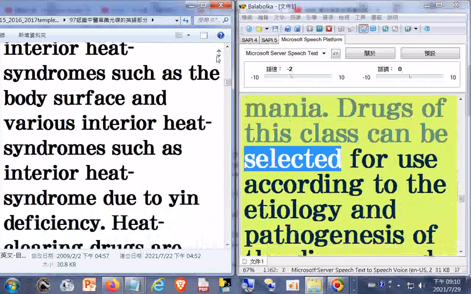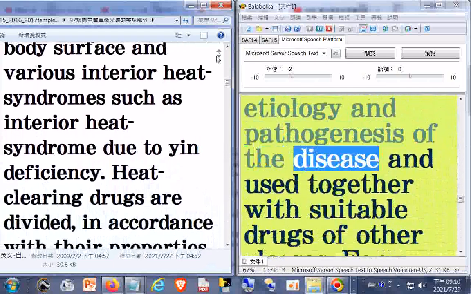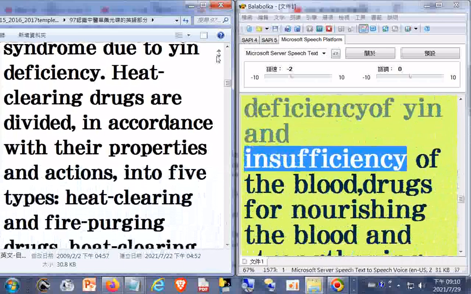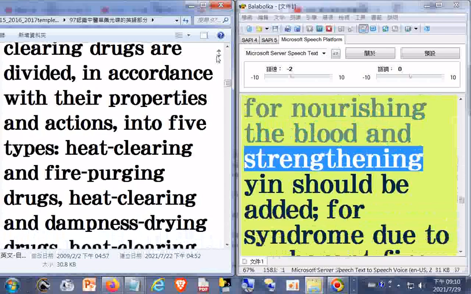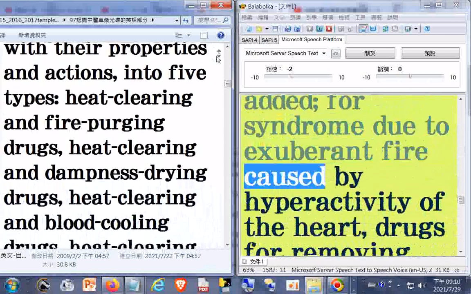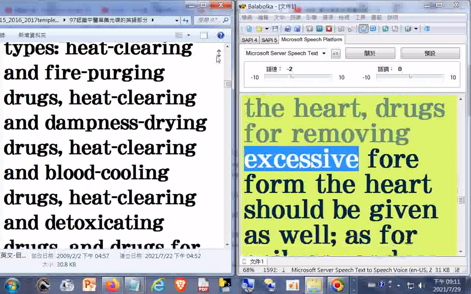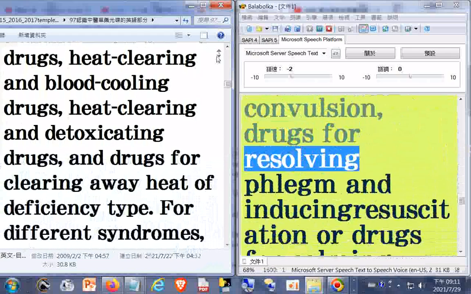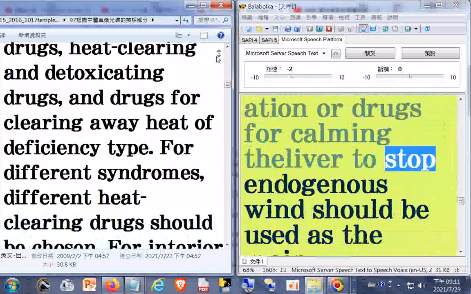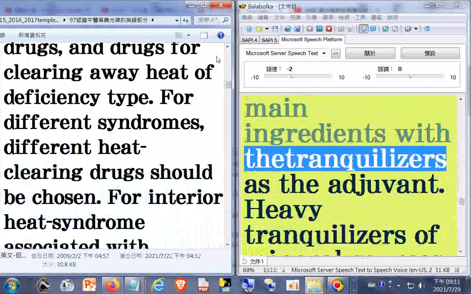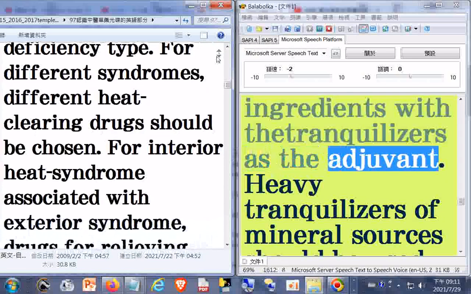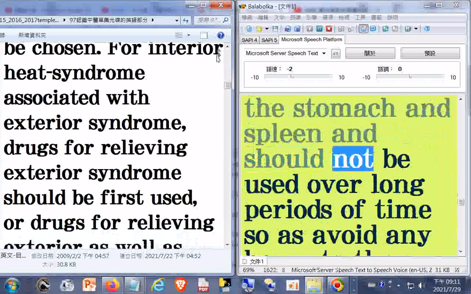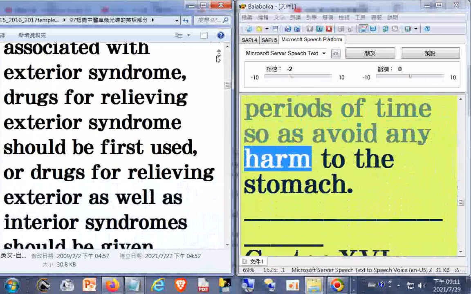Drugs of this class can be selected for use according to the etiology and pathogenesis of the disease and used together with suitable drugs of other classes. For syndrome due to deficiency of yin and insufficiency of the blood, drugs for nourishing the blood and strengthening yin should be added. For syndrome due to exuberant fire caused by hyperactivity of the heart, drugs for removing excessive fire from the heart should be given as well. As for epilepsy and infantile convulsion, drugs for resolving phlegm and inducing resuscitation or drugs for calming the liver to stop endogenous wind should be used as the main ingredients with the tranquilizers as the adjuvant. Heavy tranquilizers of mineral sources should be used in combination with drugs for strengthening the stomach and spleen and should not be used over long periods of time so as to avoid any harm to the stomach.